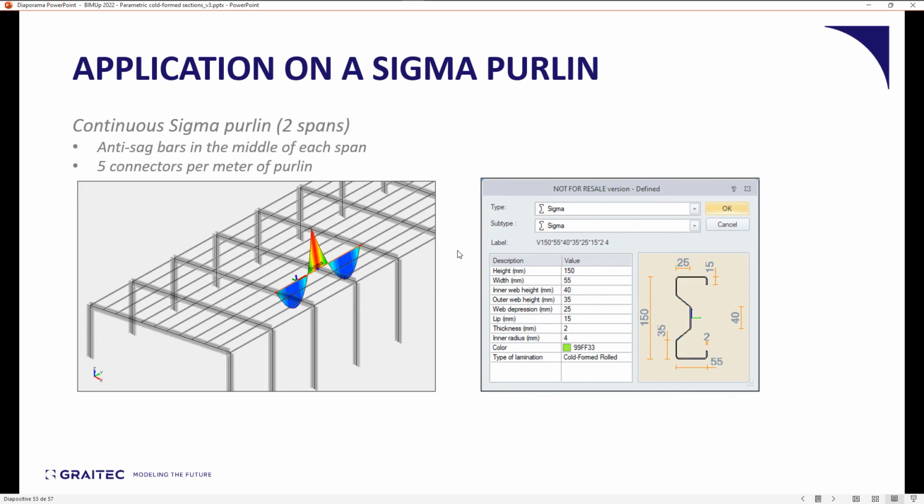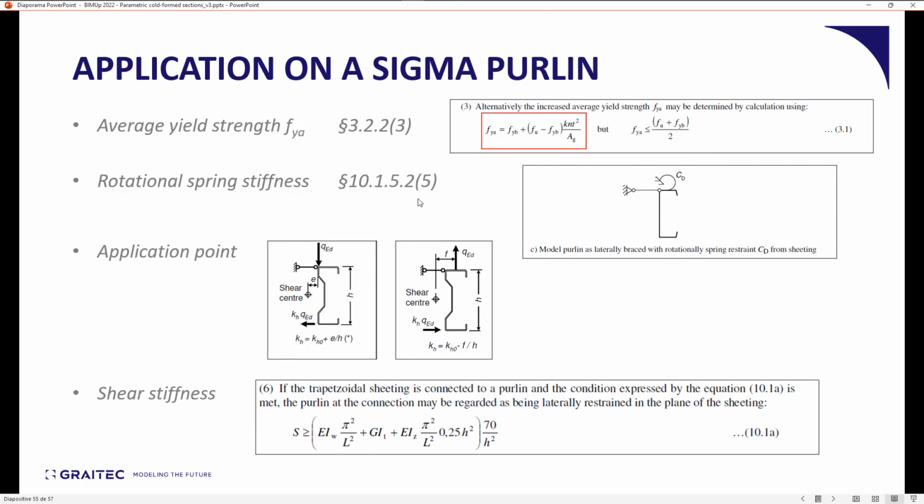If we get back to our slides, you can see that for any check involving torsion you are allowed to consider the average yield strength, which is a bit more favorable. And as you can see, defined in chapter 10, we've introduced the rotational spring restraint provided by the roof. We've decided on the application point for gravity load, and it's a bit more unfavorable for an uplift load because it's farther away from the shear center, and you can also introduce the shear stiffness if you've computed it.